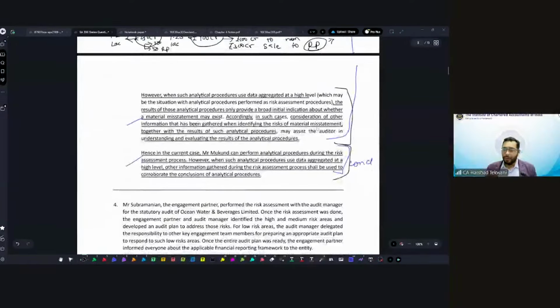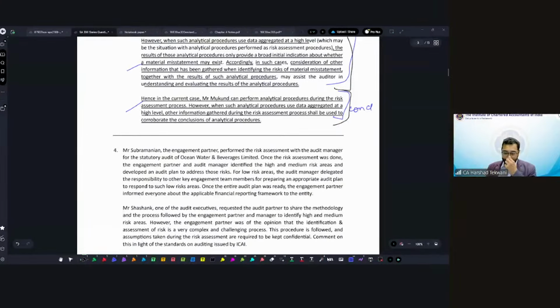Okay, let's take up one more question for the discussion so that we can understand about writing the answer. Mr. Subramanian, the engagement partner, performed the risk assessment with the audit manager for the statutory audit of Ocean Waters and Beverages Limited. Once the risk assessment was done, the engagement partner and the audit manager identified the high and medium risk areas and developed an audit plan to address those risks. For low risk areas, the audit manager delegated the responsibility to other key engagement team members for preparing an appropriate audit plan to respond to such low risk areas.